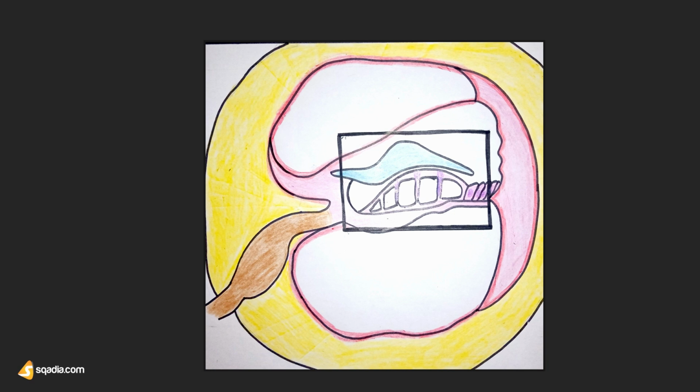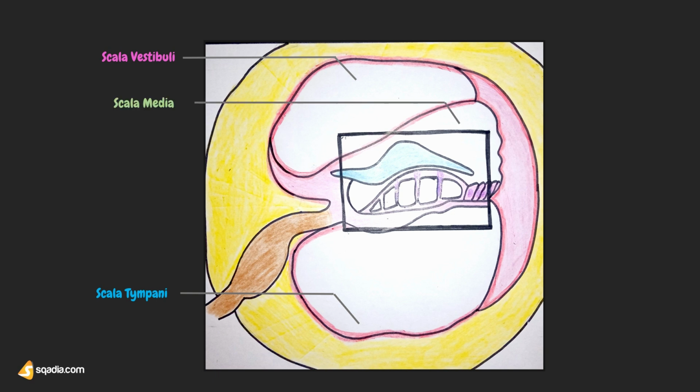This is the structure of the cochlea after cross-sectioning. There are three tubular canals: Scala vestibuli, Scala tympani, and Scala media. Scala vestibuli and Scala tympani contain perilymph, which has high sodium, but the Scala media contains endolymph, which has high potassium. The Scala media is bordered by the basilar membrane, which is the site of the organ of Corti.